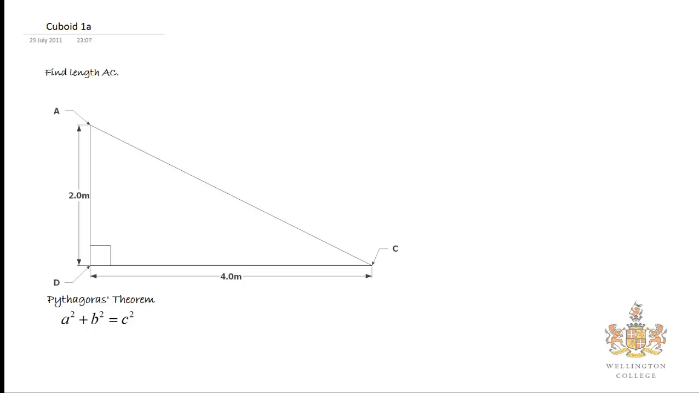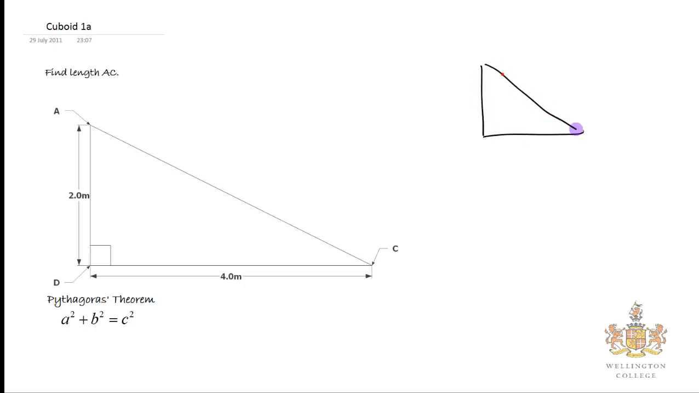So here we are with the triangle drawn out. AD is 2 meters and DC is 4 meters. And we're going to use Pythagoras' theorem, where a squared plus b squared equals c squared. Now, some students can find it difficult to remember the order you do it in.